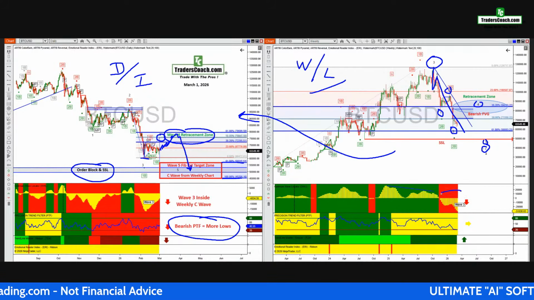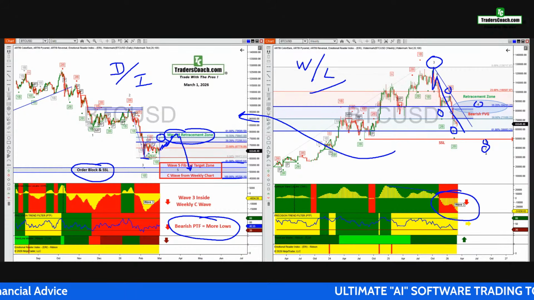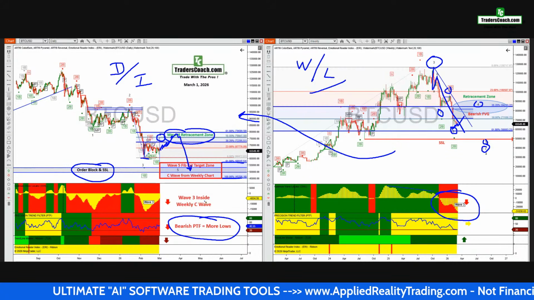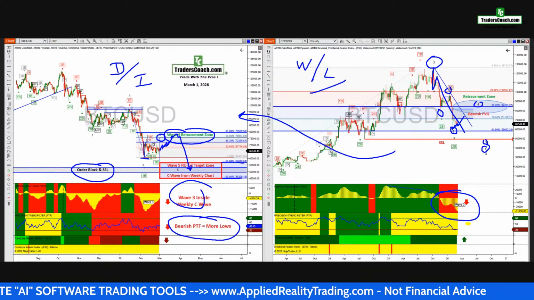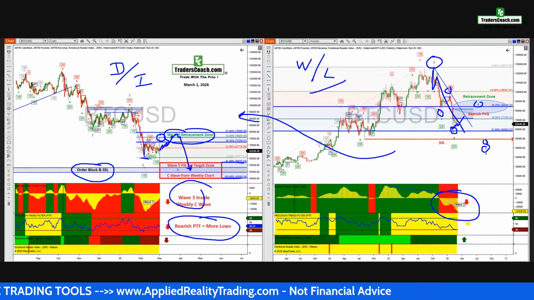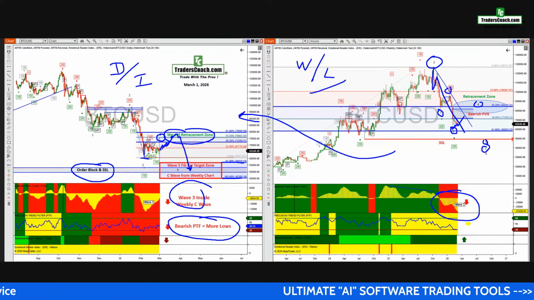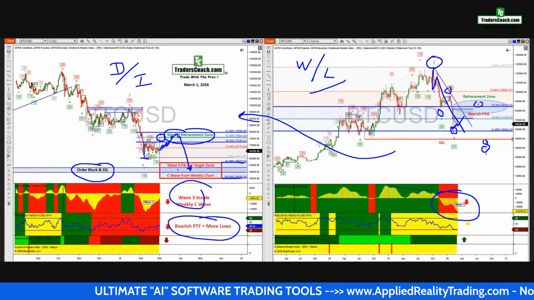We have a bearish owl indicating we're still in 3 on the weekly chart of C wave. And we have a wave 3 inside the weekly C wave, even on the daily chart. So everything's pointing to possible retracement short term over the next couple of weeks, maybe month, and then another push down after that. So keep that in mind.